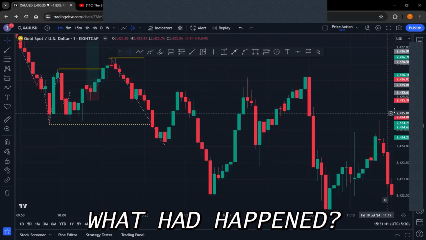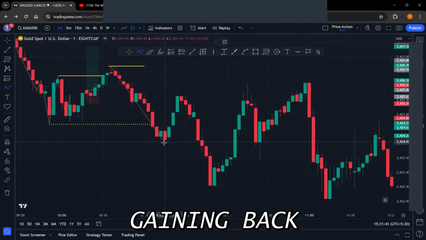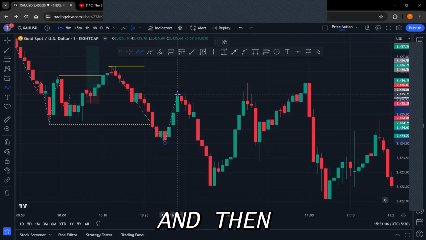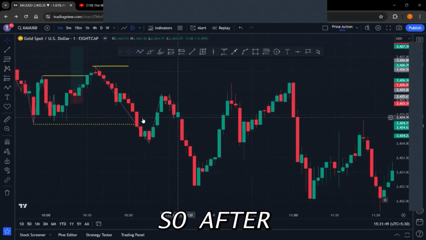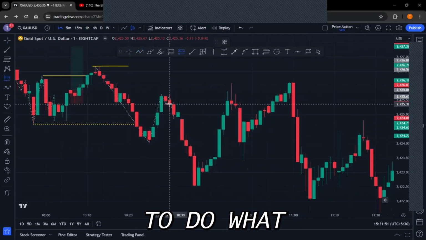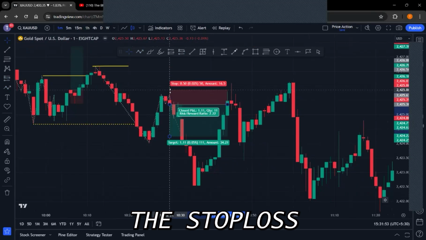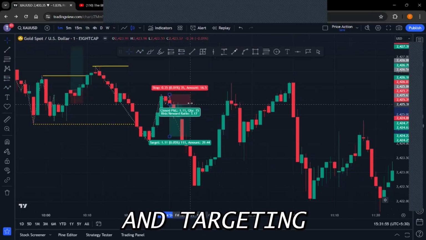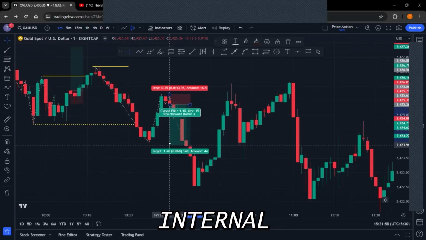Now from here, what did happen? Price actually started gaining back its momentum up right from here, and then started creating a series of lower highs. So after the breakout of this major support, we are going to do what? We are going to take a sell from here, putting the stop loss over here, right? Something like this, and targeting what? Targeting the internal liquidity or the internal structure till over.